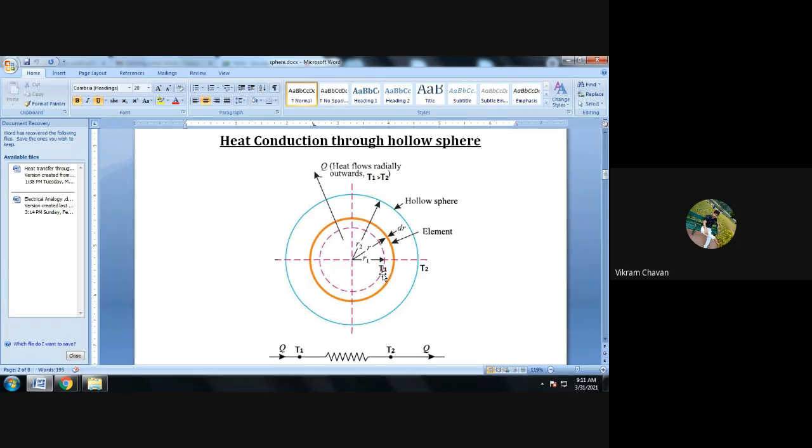The internal surface is maintained at temperature T1 and the external surface is maintained at temperature T2. Heat is flowing from the inner surface to the outer surface, because we are considering that the internal surface temperature T1 is greater than T2. So heat is flowing radially outward, because we are considering one dimensional heat flow only. We have shown the direction of heat flow as Q, heat flow radially outward.